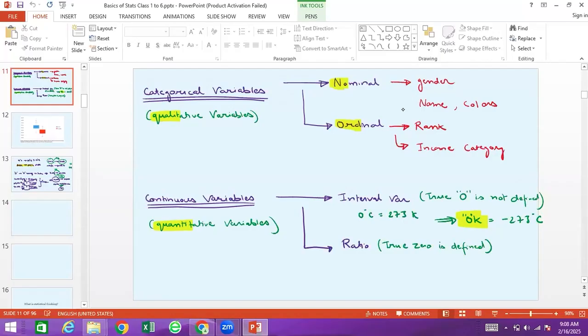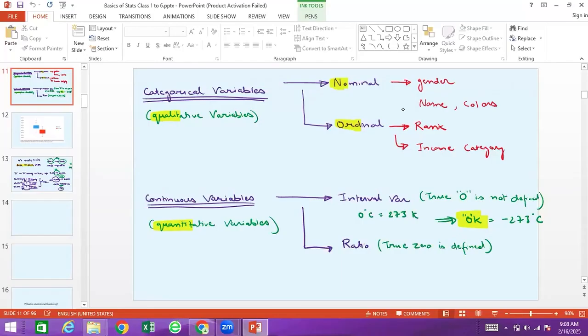Now, that's one thing. Then we have continuous variables. The continuous variables are of two types: interval variable and the ratio variable. Interval variables are the ones where the true zero is not defined. So, for example, temperature is an example of an interval variable. Here, the difference makes sense, but the multiplication will not make sense.